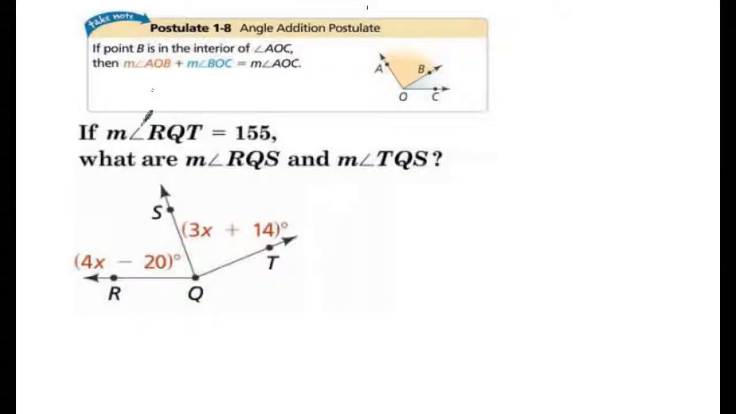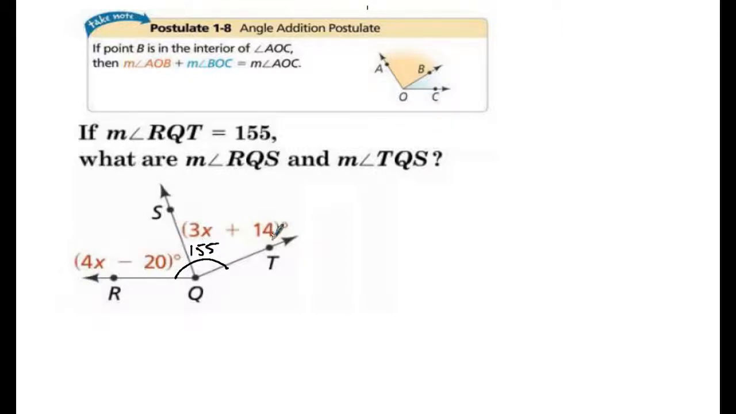Okay, alright, let's go on to the last problem. Angle addition postulate, similar to the segment addition postulate. If you add this part AOB and you add this part, the one in blue, BOC, together it's going to equal the sum of the larger angle AOC. So it's really the sum of the parts. So we're going to use this angle addition postulate to put all the little pieces together to equal a large angle. So angle RQT is 155. That's the large angle. So this whole angle from here to here is 155.